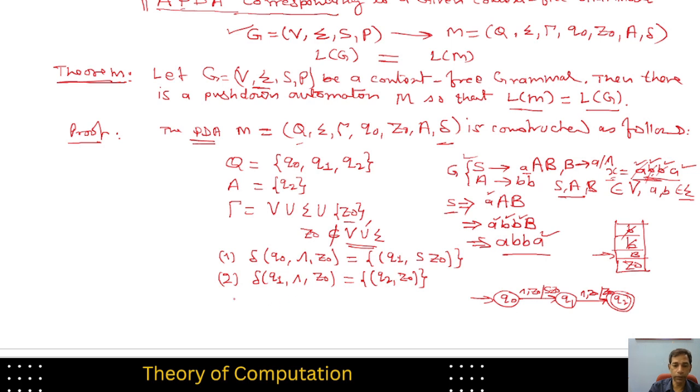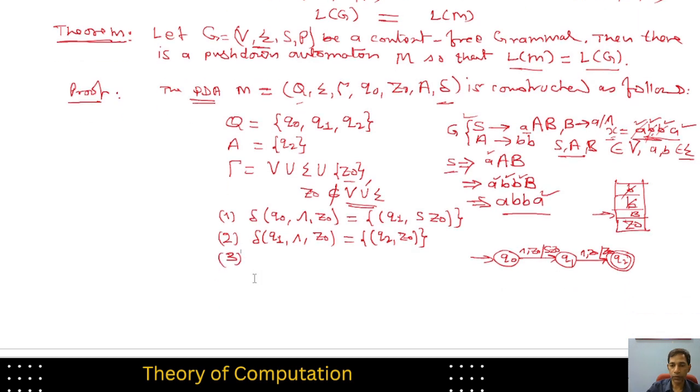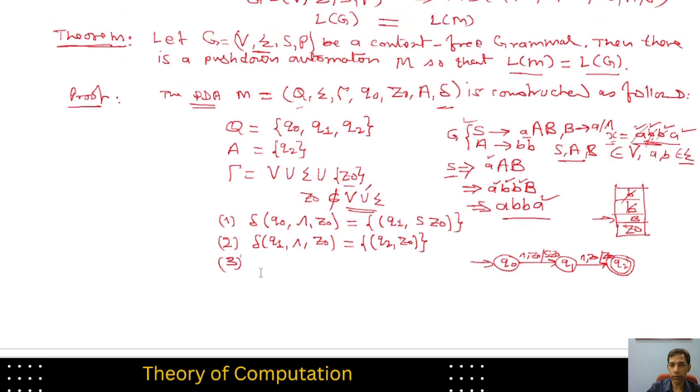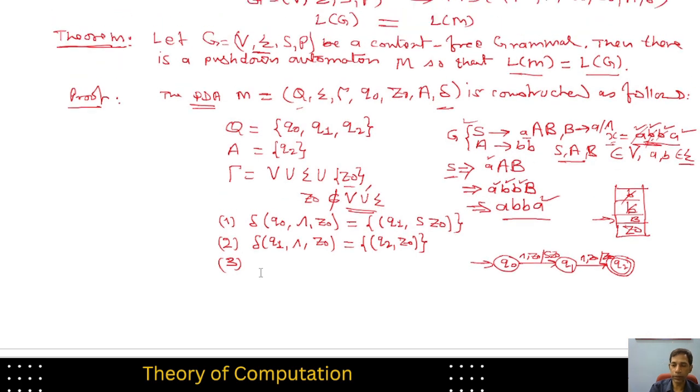Okay. Now we have the third transition. So what you have to do at the state Q1, for every A belongs to V, we can define the transition delta, at Q1 the input is null and the top of the stack symbol is A, where A is some non-terminal.